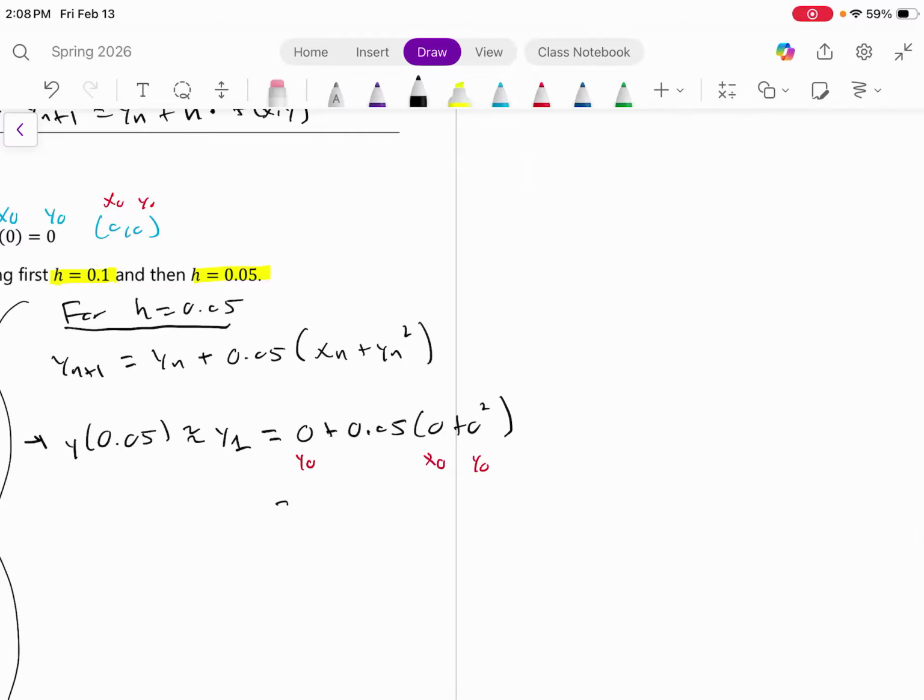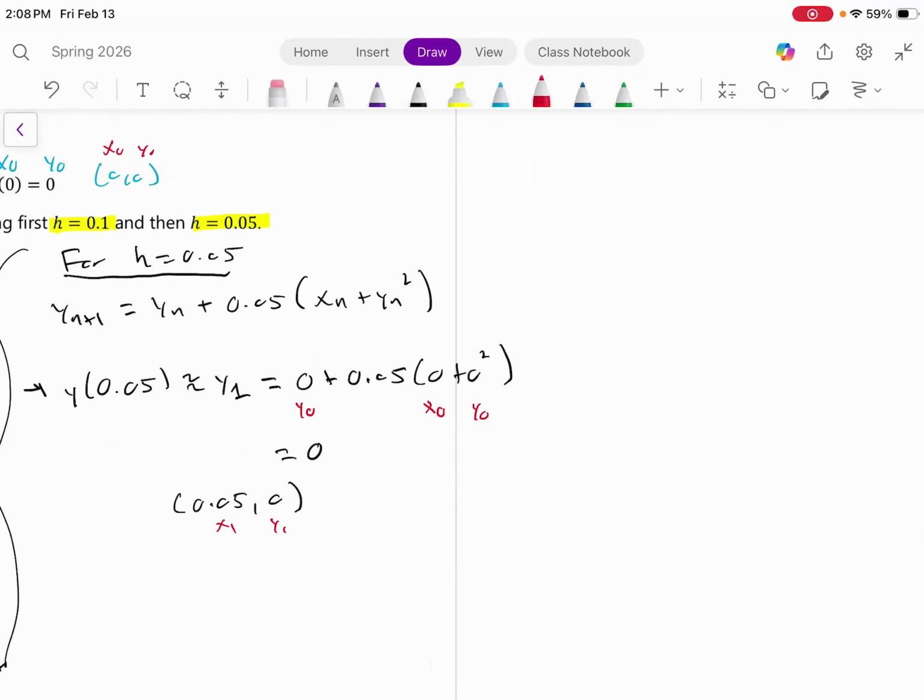And so what I get is 0. And so I get the coordinate point 0.05 and 0. Okay, this is my x1, that's my y1. All right, let's try another one.